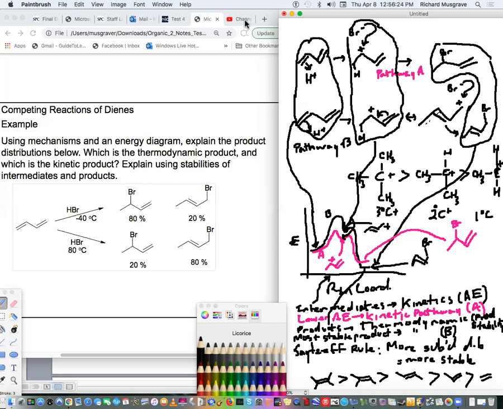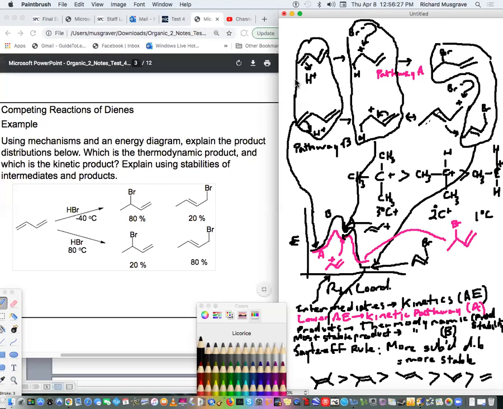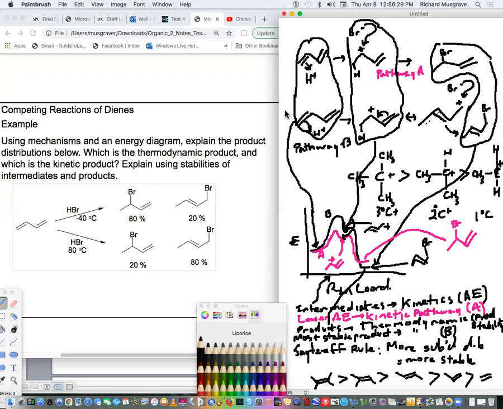Let's see how you feel about that. How do you feel about pathway A being favored at lower temperature? The pink pathway. All right. 5, 4, 3, 2, 1. Okay, so it's kind of the same proportion of people here.